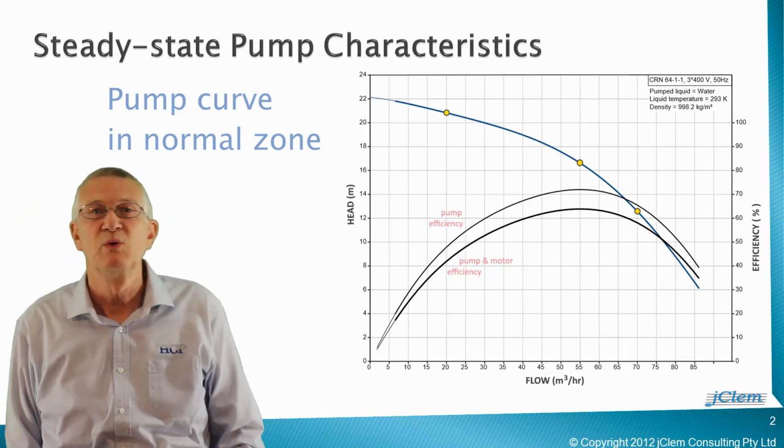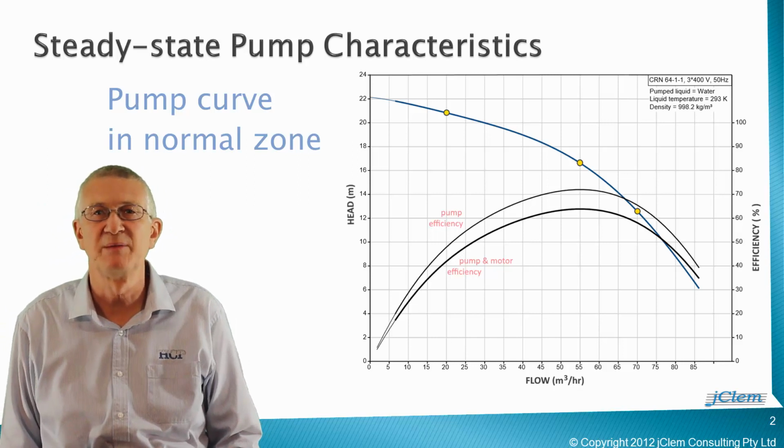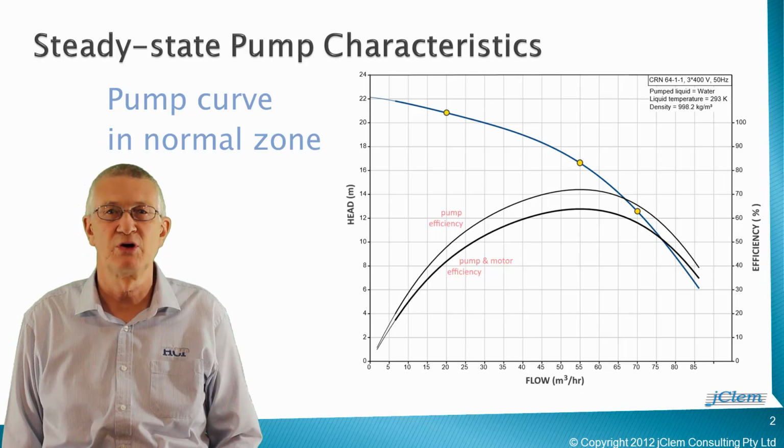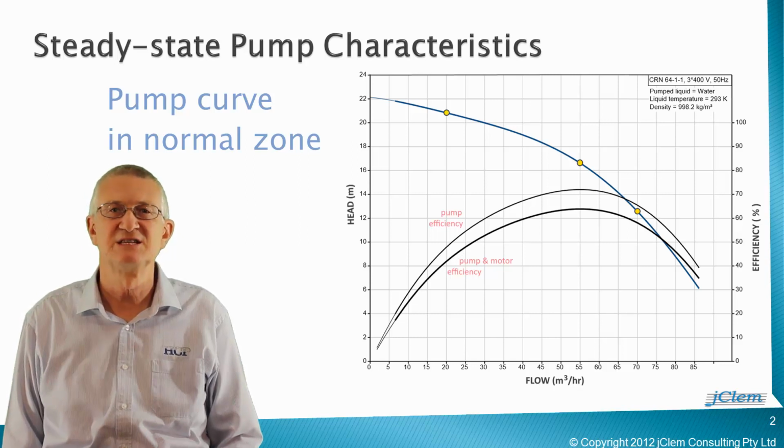Here, we are looking at a pump curve supplied by a pump manufacturer. Below the pump's head versus flow curve are the pump efficiency curves. One curve for the pump and one for the combined pump plus motor. This is the type of data used by WATAM for initial steady-state analysis.